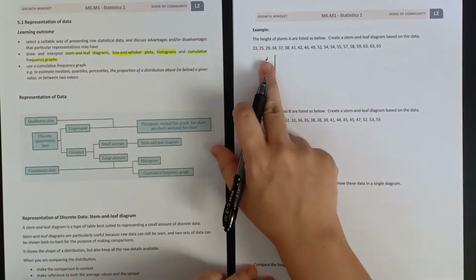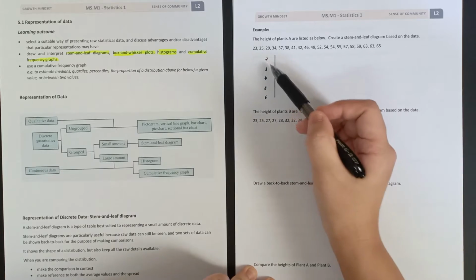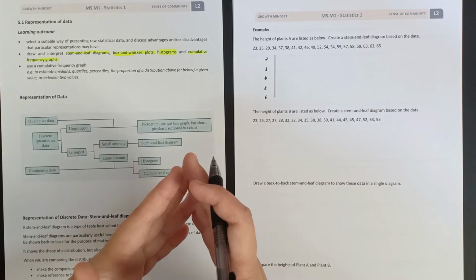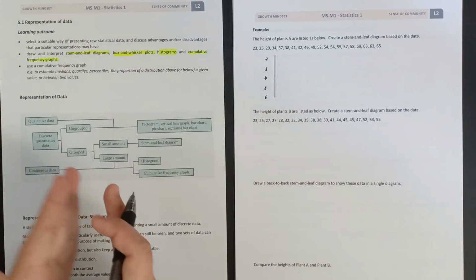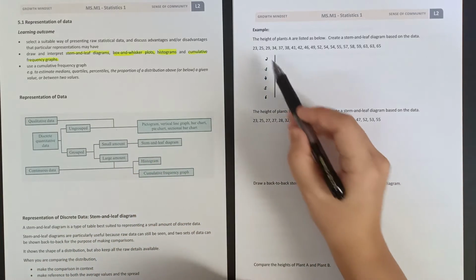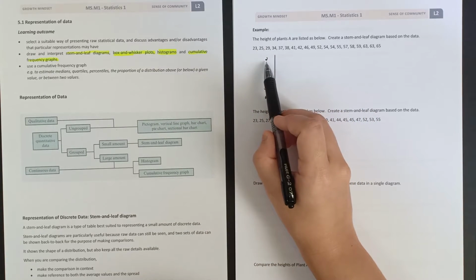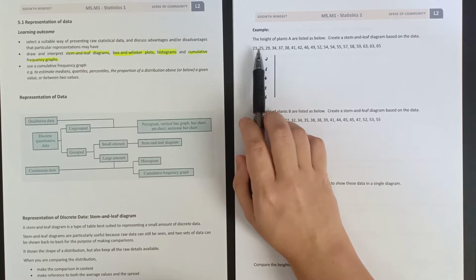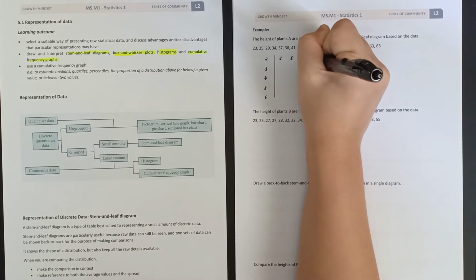So this number here is called the stem, meaning the tens part. If your data has some decimal, like 2.3, then your stem is 2, and the decimal part will be your leaves. So this is the stem, then your leaf will be the other number. This is the stem for the 20s. You have 23, 25, 29 here, so you can have 3, 5, 9.